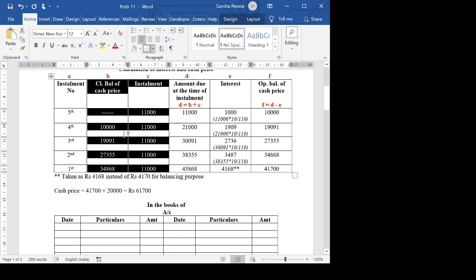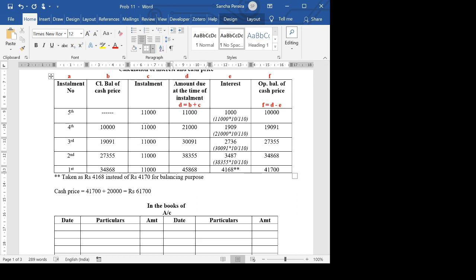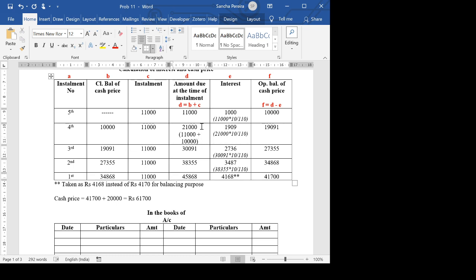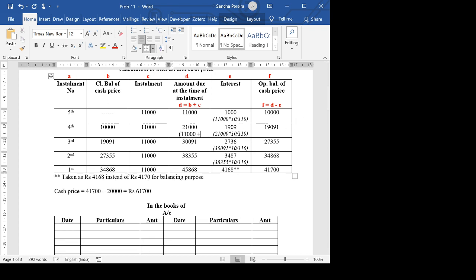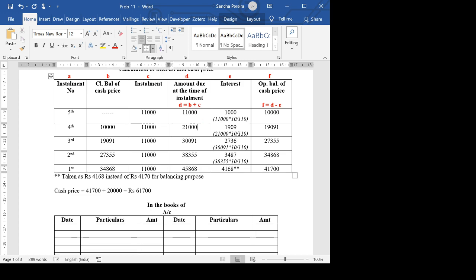But I feel this makes it a little more simpler. If you want, you can eliminate these two columns. Many books don't have these two columns. Okay, but it shows it more clearly so that this doesn't create any confusion. If you eliminate these two columns, you can write this as the installment, which is 11,000 plus 10,000. Okay, this will be written as 11,000 plus 19,909. Up to you. You see what you're comfortable with. Is that clear? Any questions with regard to this?